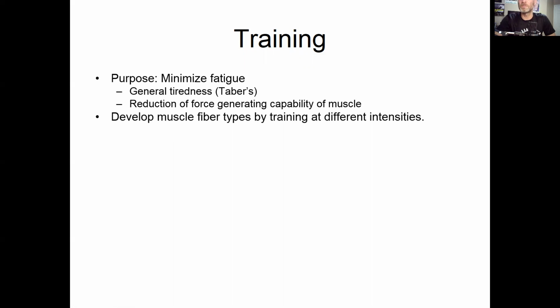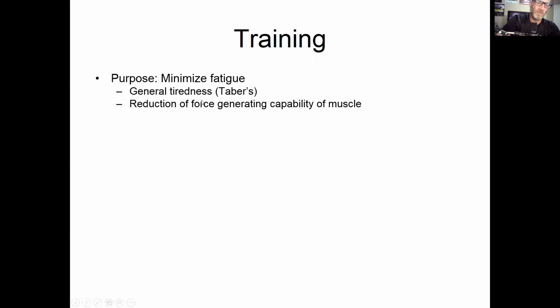All right, so training, the whole idea of training is one, to train the muscle to generate force, but also to minimize fatigue. So I have defined fatigue in a previous presentation, but we can just go to Taber's medical dictionary and we can define fatigue as a general tiredness. Or we can be more specific and talk about a reduction of force generating capability of muscle.